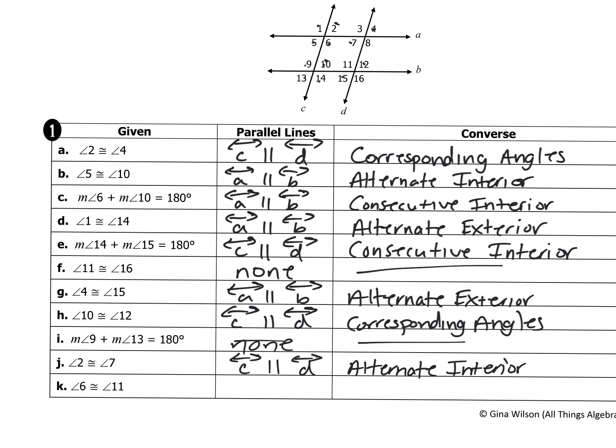Okay. And then last but not least, angle 6 is congruent to angle 11. Angle 6 and angle 11, those are on different transversals. So that is not one of our converses. Okay, next page.